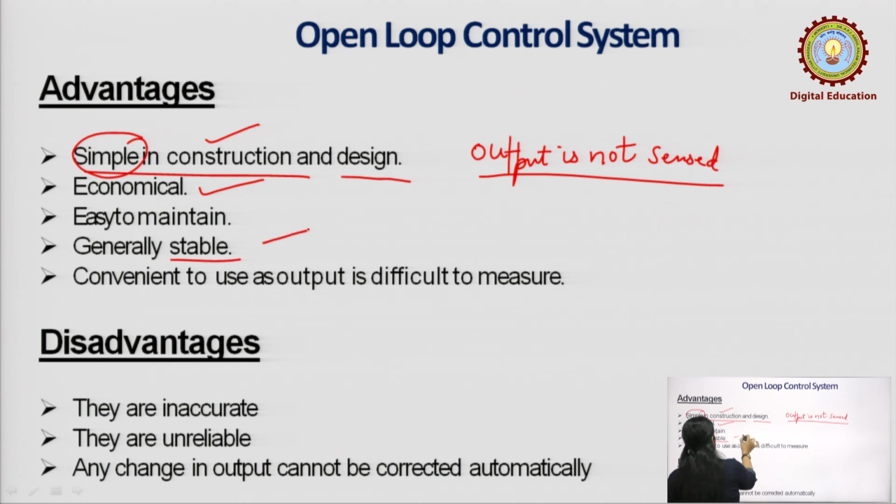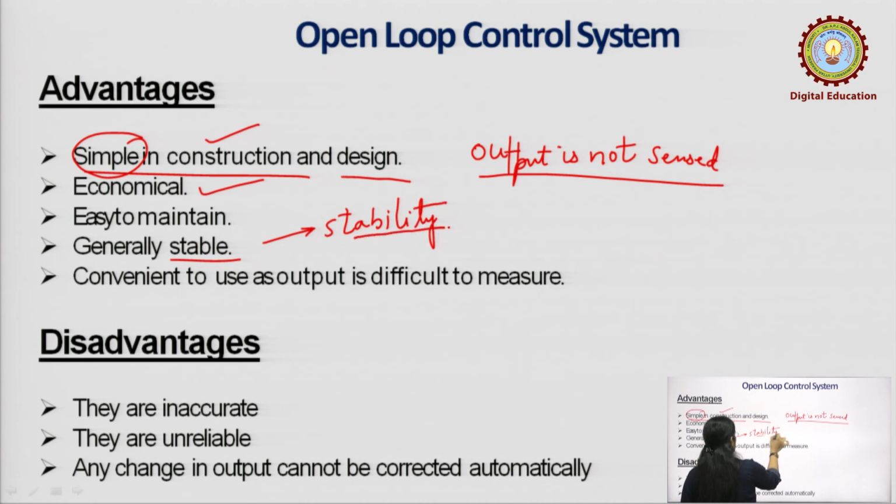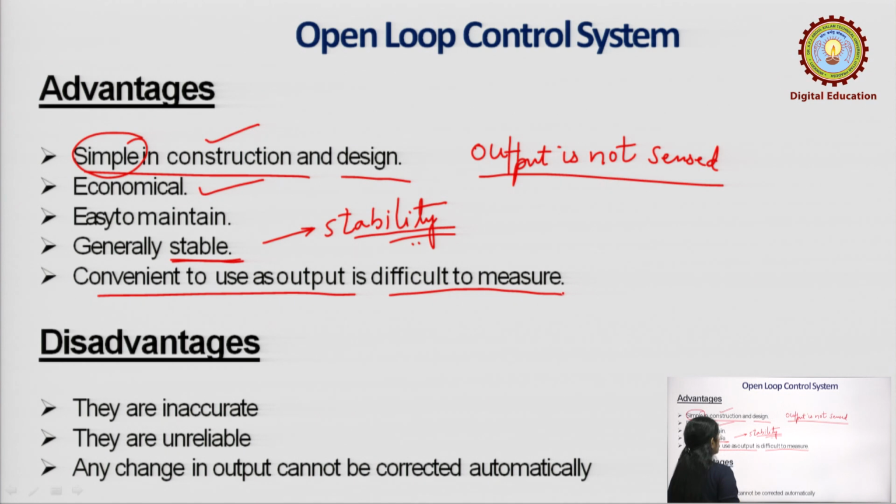In closed loop systems, stability is a major issue, because the output has been sensed and then the manipulated variable has been fed. Therefore, open loop systems do not have a major issue of stability, and are convenient to use, as the output is not difficult to measure.